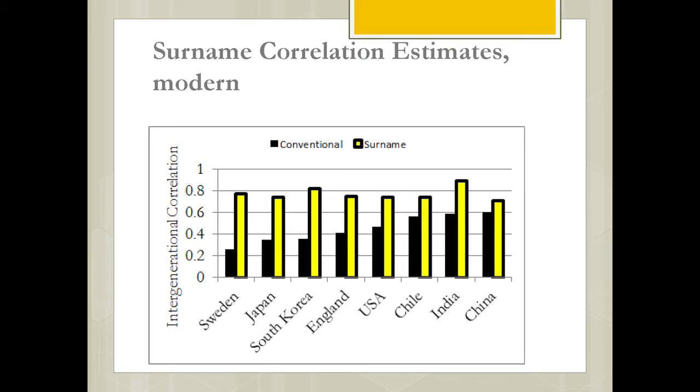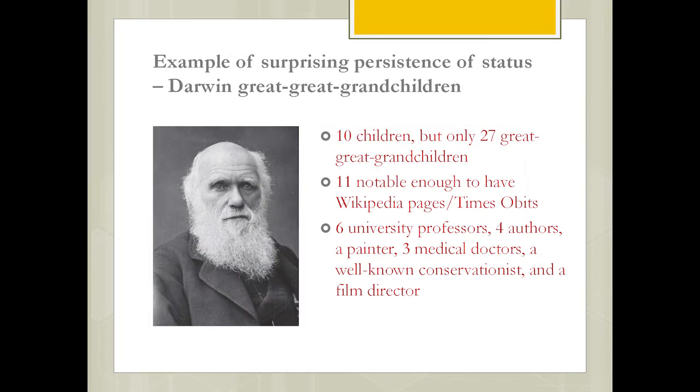And so what you've got here then is an extraordinary persistence of status, and once you actually see this phenomenon and go back and look at the data, it's not at all surprising. And so it turns out there's a nice website which is devoted to the genealogy of the English intellectual classes. I think it's hosted by Stanford University, where people have figured out all of the interconnections between the English intellectual elite. And so one of the things that does is it tells you who are Darwin's great-great-grandchildren. And so he had 10 children, but only 27 great-great-grandchildren.